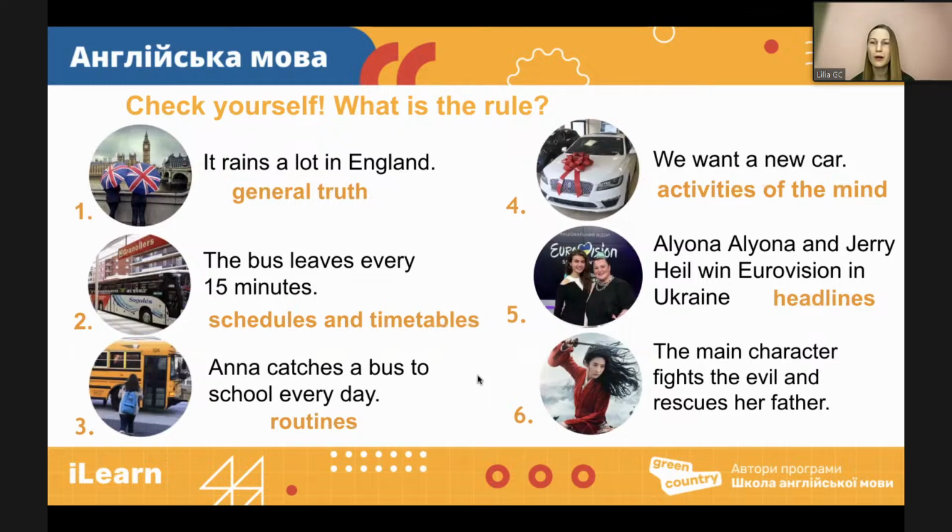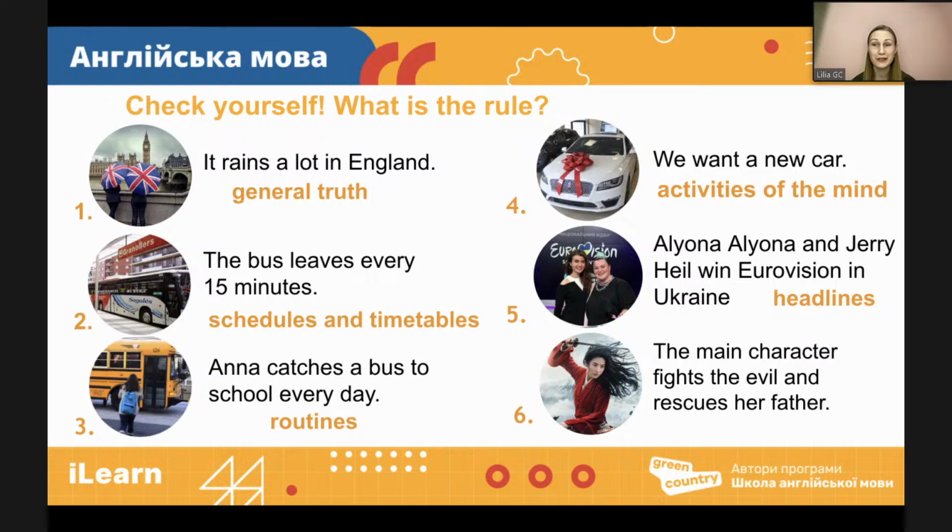So it's all about activities of the mind. I need something, I want something. That would be the same as I know and I understand. It's all about present simple stative verbs. We can never say I am wanting, we only say I want. So it's one of the stative verbs. Okay, so I spoiled the next one, but I think it would be easy to guess.